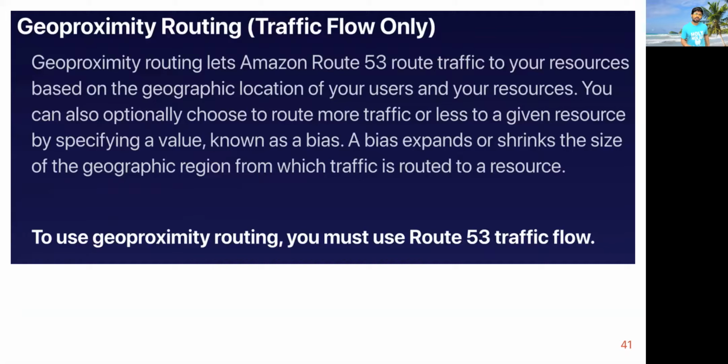Geoproximity routing is a combination of a lot of things. Basically, you can draw a region so that people who fall under this area on this earth will go to this particular server. And there are a lot of biases and conditions which you can put. To put all those conditions, Route 53 gives you a traffic flow, which has an if-then-else flow, which is really helpful to use. And that is all I had.